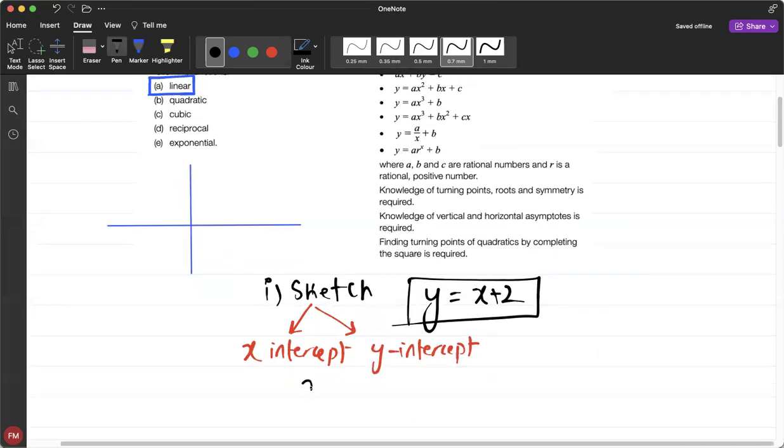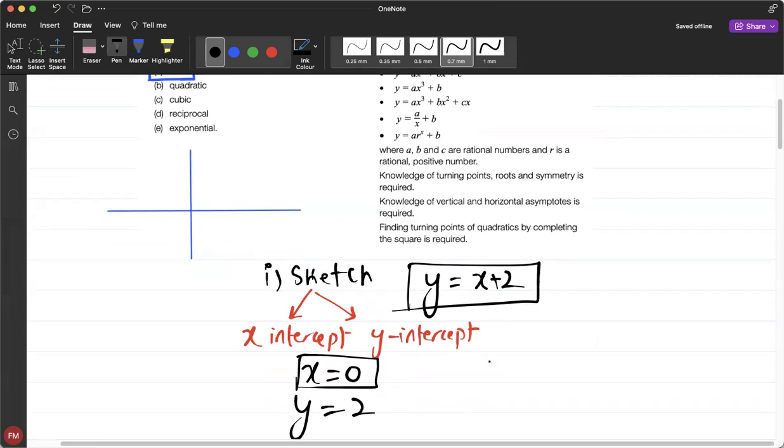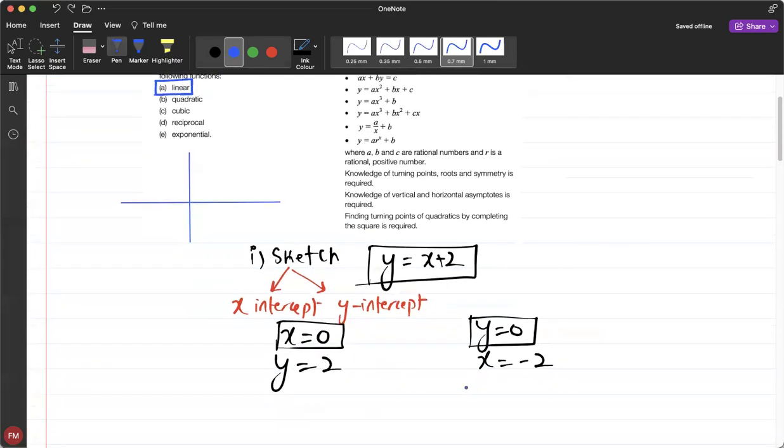Now, in this case, if I were to plug in x as 0, that's going to give me y equals 2. In a similar way, if I plug in y equals 0, this should give me x equals minus 2. I've just moved this on the side. Now, so I have two points. So I can say, this is going to be minus 2 comma 0. And similarly, this is going to be 0 comma 2.